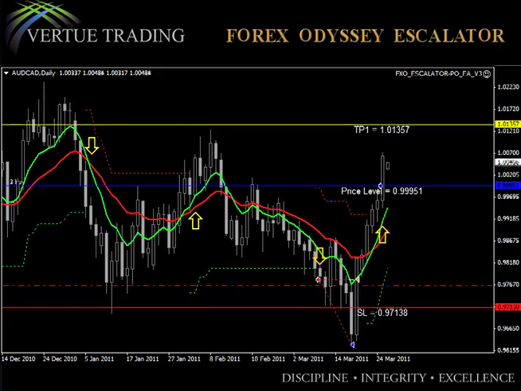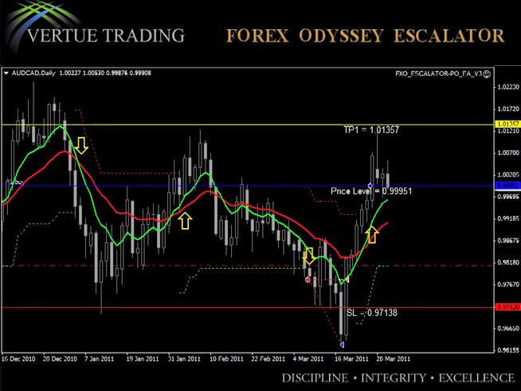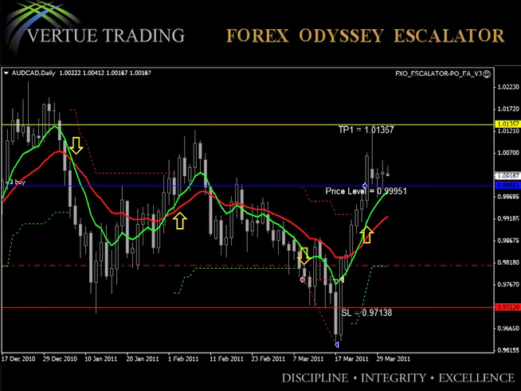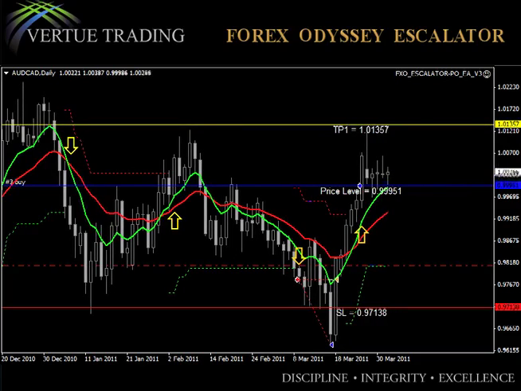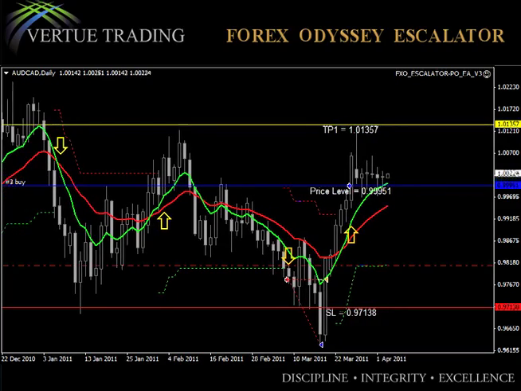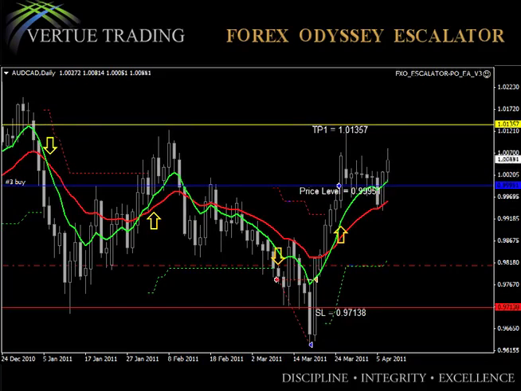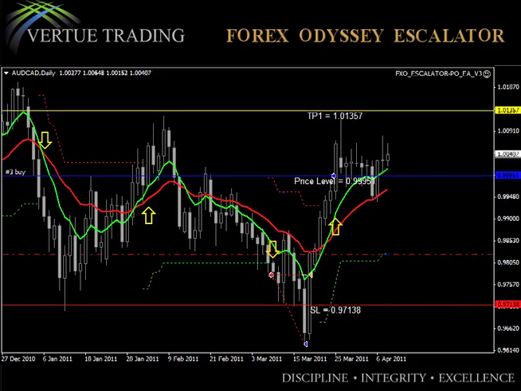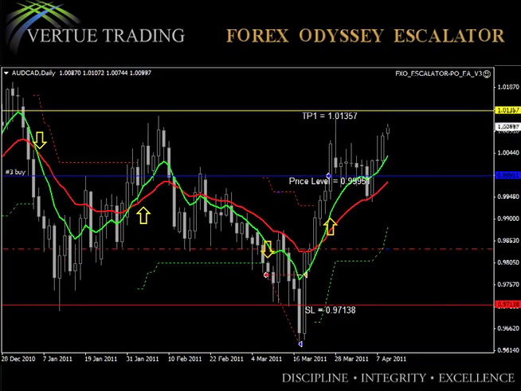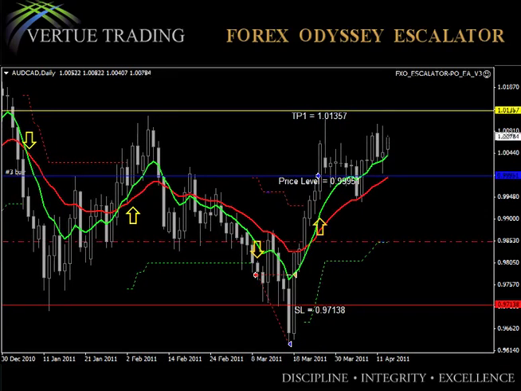After entering a pending buy stop order via the Escalator buy script, you can see that a long position has been entered into the market. We see TP1 sitting at the 1.01357 level. If price reaches this level, 25% of the position will be closed and the stop loss will move to break even. Now remember that this is a daily chart and many days may pass before you see a positive result. All the while though, risk is being reduced because the stop loss continues to trail the rising green Super T.